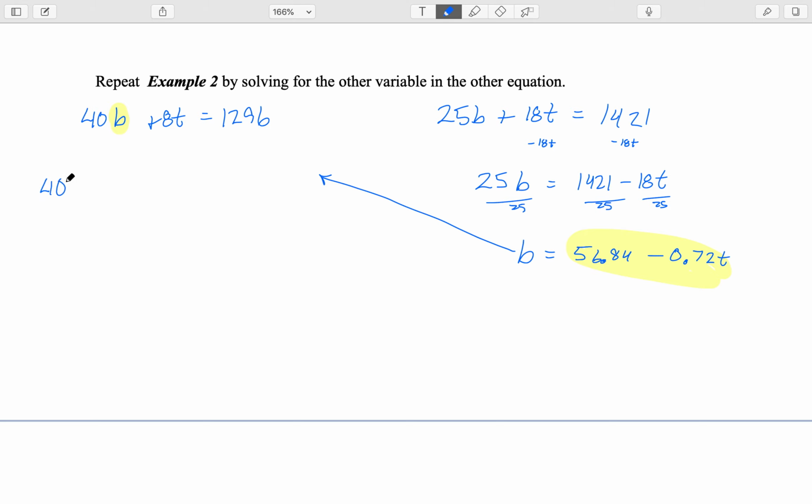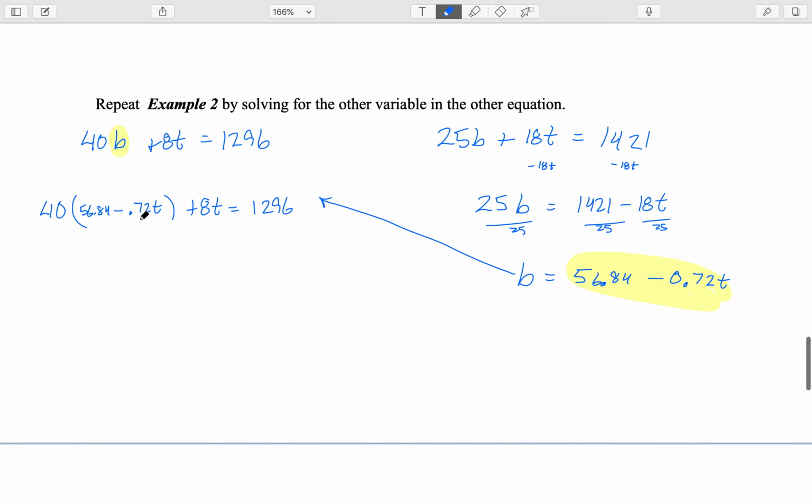I get 40b. This whole thing is b. 56.84 minus 0.72t plus 8t equal to 1296. Yikes, these are huge numbers. See why I didn't want to do it this way? These are ugly numbers. I'm going to multiply the 40 in. 40 times this is 2273.6. Yikes. Minus 28.8t plus 8t is equal to 1296.